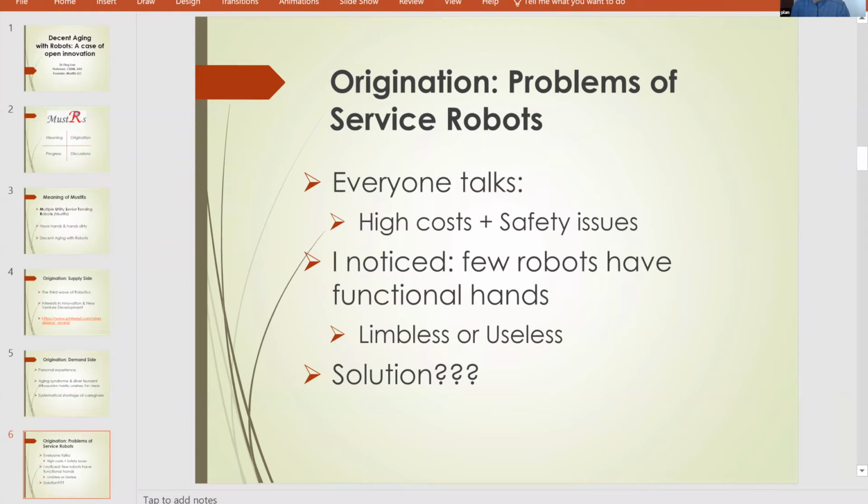I think this is very ironic. If you want a service robot, but the service robot cannot do physical work, that is very strange, right? I noticed this, and I say this is a big problem. We can solve this problem.